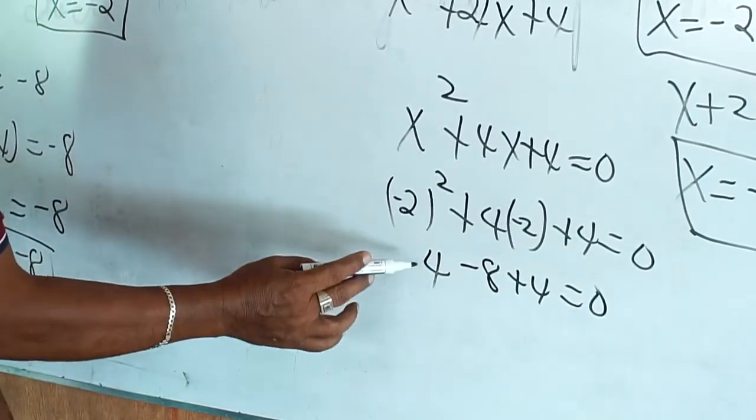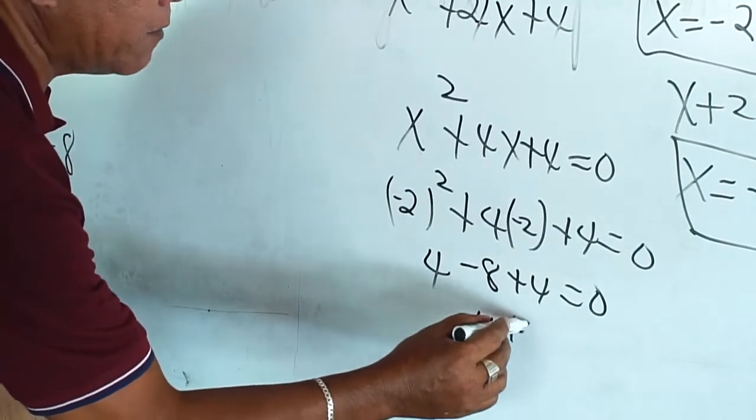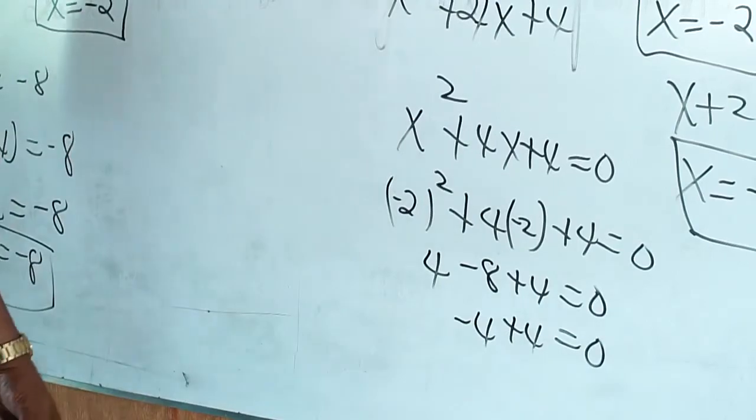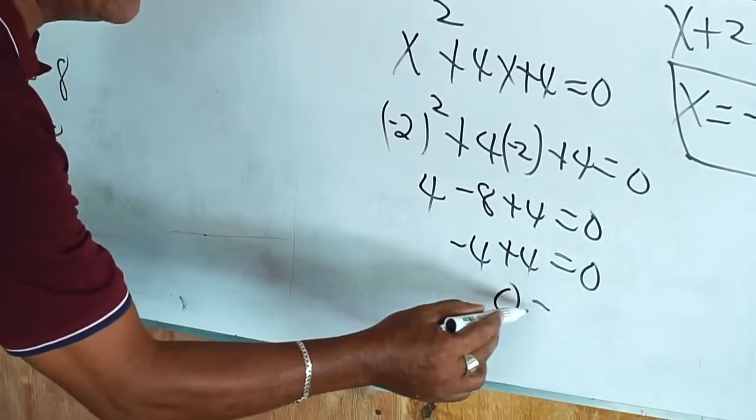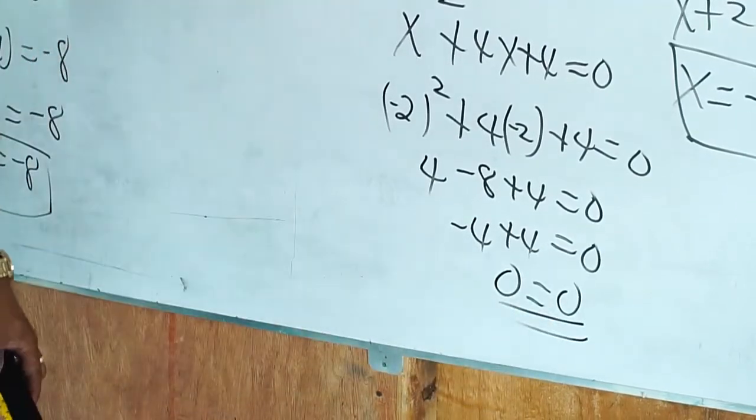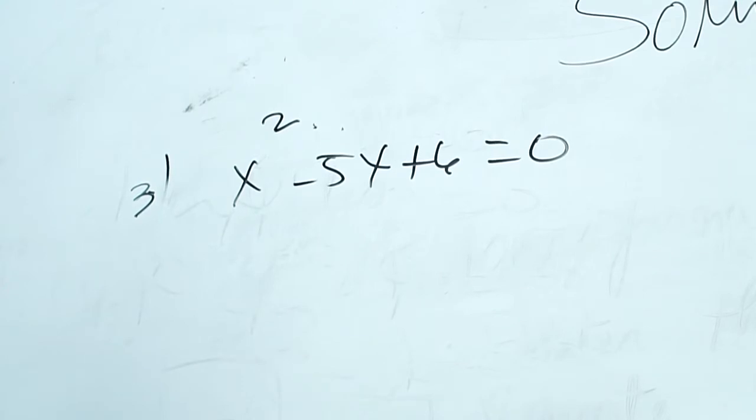Then we have positive 4 and negative 8, that is negative 4. Then positive 4 is equal to 0. Then negative 4 plus negative 4 is equal to 0. So they are equal. So example number 3: x squared negative 5x positive 6 equals 0.